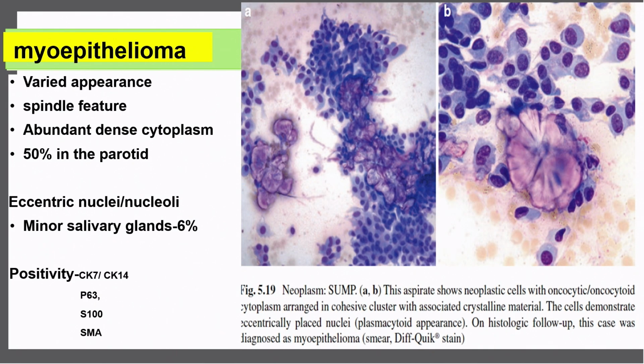One of the most typical with this spindle appearance, due to the variability of the cells, is myoepithelioma, because we might say that myoepithelial cells can be clear, epithelial, plasmacytoid, and also spindle. Usually 50% in the parotid, we might have eccentrically located nuclei and positivity for cytokeratin 14, p63, S100, and SMA. And you can see the appearance, which can be spindle, but also plasmacytoid.